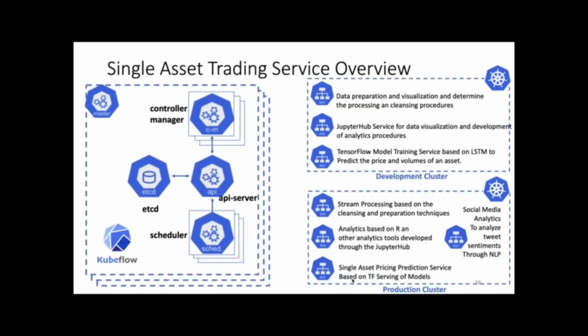For each asset, we'll always have to ensure that we're remembering that components of development and production have to be dealt with separately, so that you ensure the agility of the development while deploying at scale for production.